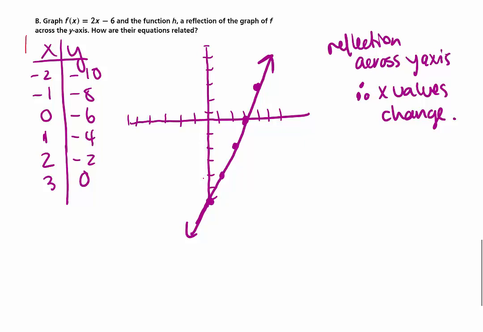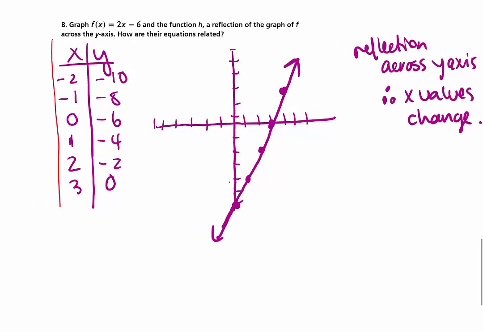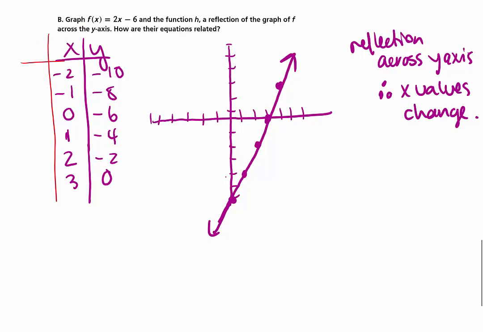So let's look at our table of values, and I'm going to make another column. I'm going to put negative x. So I'm going to change the -2 to be a +2. I'm going to change the -1 to be a +1. 0 will stay 0. 1 will become -1, -2, and -3.